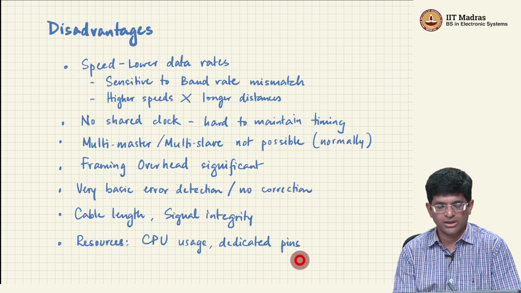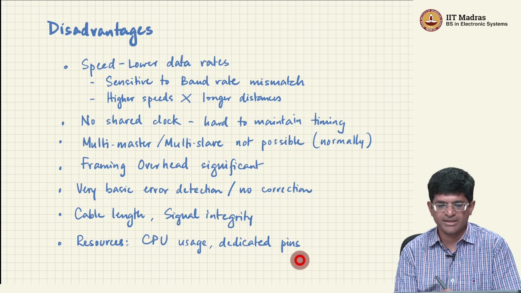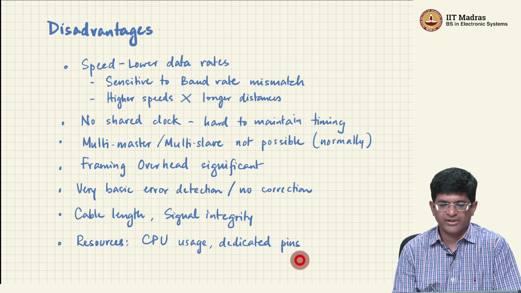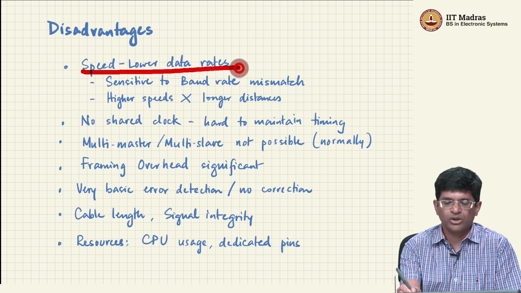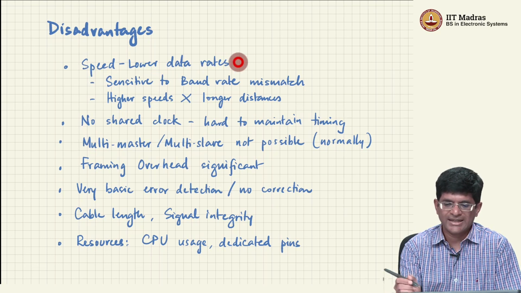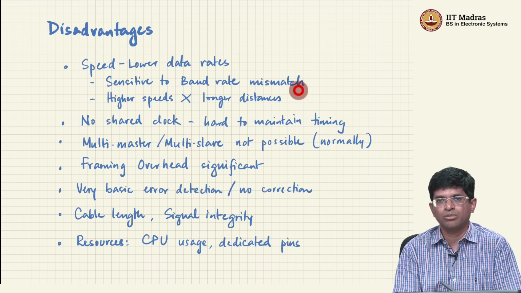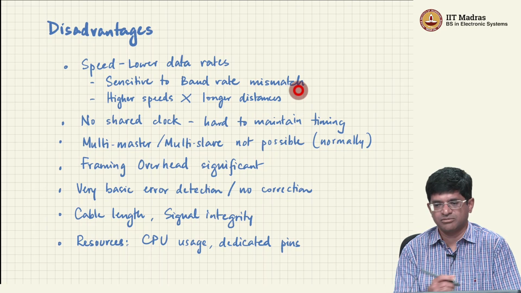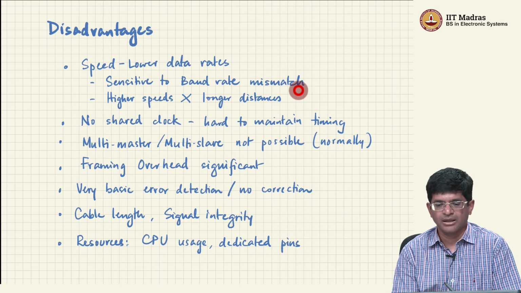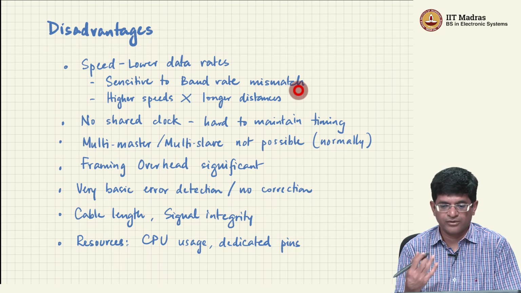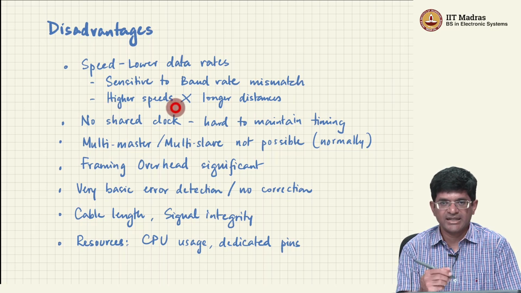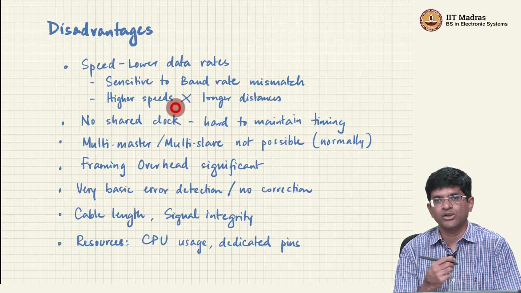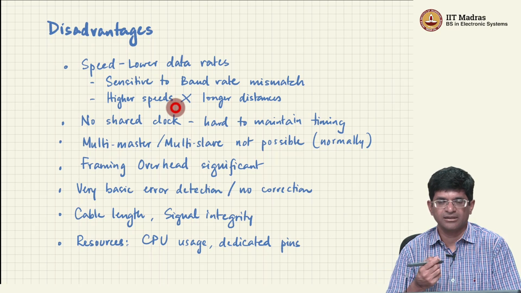Now obviously it does not come for free, right. There are potential disadvantages. One of the most important would be the fact that it basically gives you lower data rates, right. And why does that happen? Because the system is basically sensitive to baud rate mismatches. If there is any difference in the baud rate specified on the two sides, you are pretty much off, you are losing all your data, right. Another aspect that comes in over here is that higher speeds actually lead to problems when you are transmitting over larger distances. It is difficult to actually have a signal toggling at a high speed and also covering a large distance of wire, right.